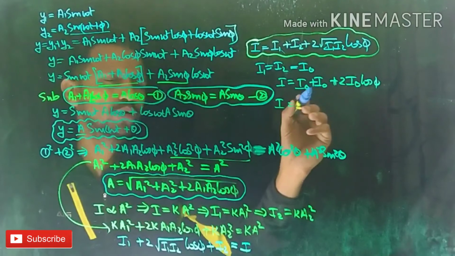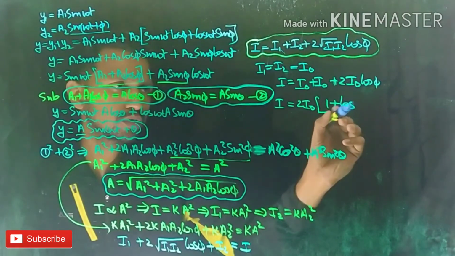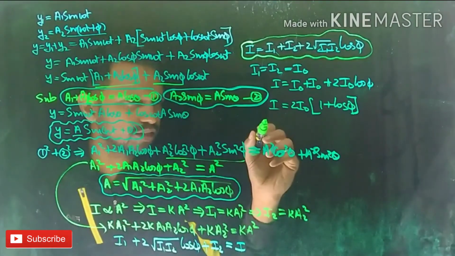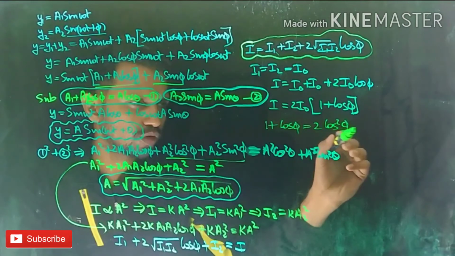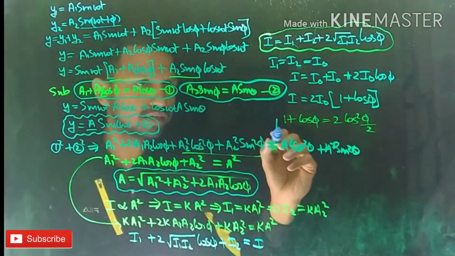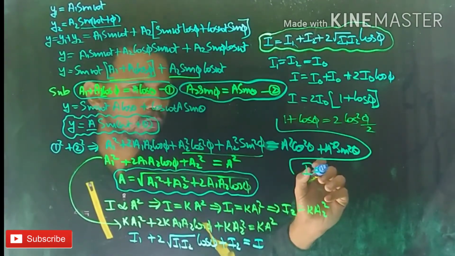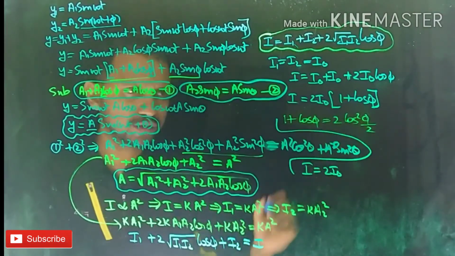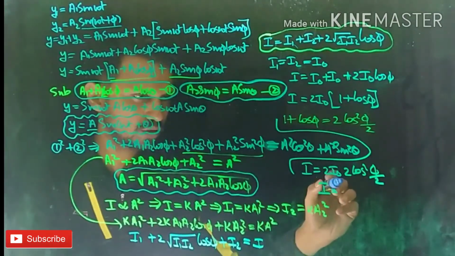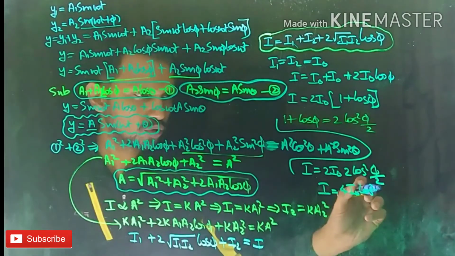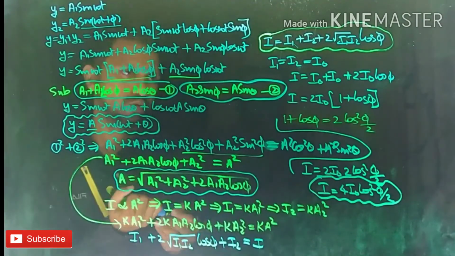I = I0 + I0 is 2I0, and the other term is also 2I0, therefore 2I0 is taken out, (1 + cos φ). There is a trigonometric identity, 1 + cos φ = 2 cos²(φ/2). On substituting this identity, we get I = 2I0 × 2 cos²(φ/2), that is I = 4I0 cos²(φ/2). This is another expression that we can use in calculations.